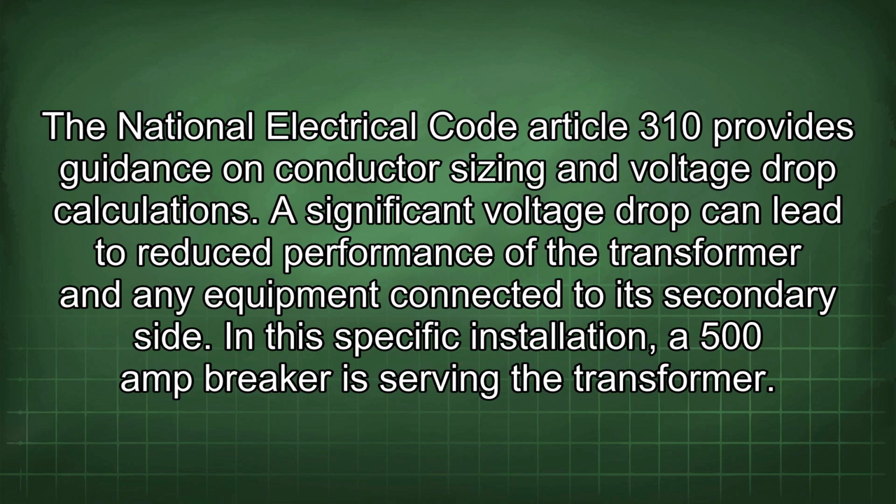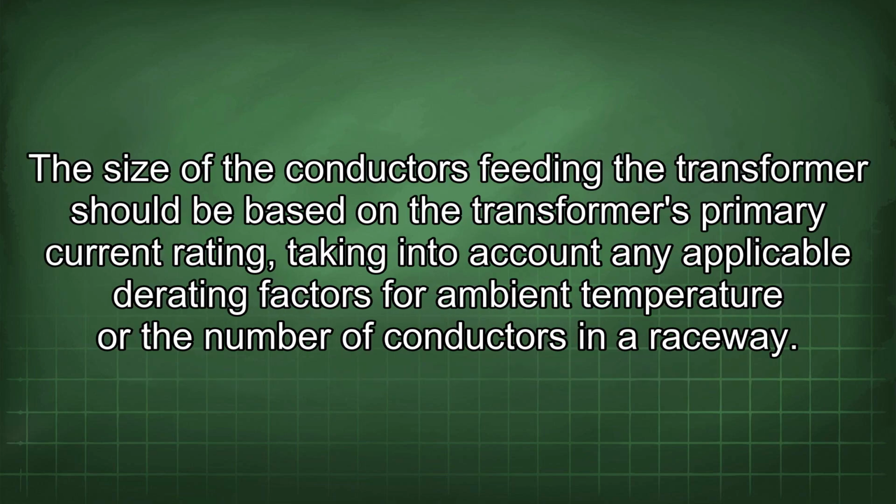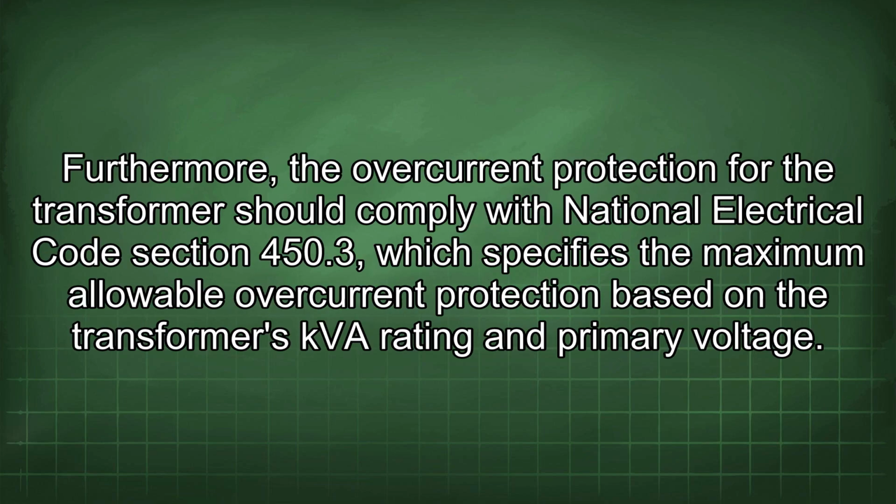In this specific installation, a 500 amp breaker is serving the transformer. The size of the conductors feeding the transformer should be based on the transformer's primary current rating, taking into account any applicable derating factors for ambient temperature or the number of conductors in a raceway. Furthermore, the overcurrent protection for the transformer should comply with National Electrical Code Section 450.3, which specifies the maximum allowable overcurrent protection based on the transformer's kVA rating and primary voltage.